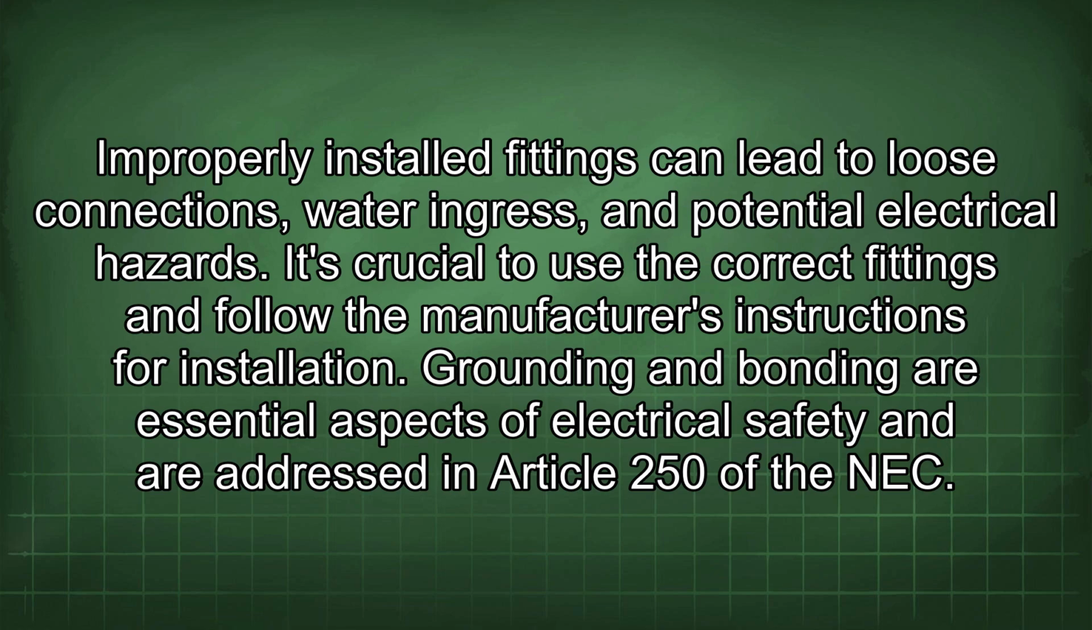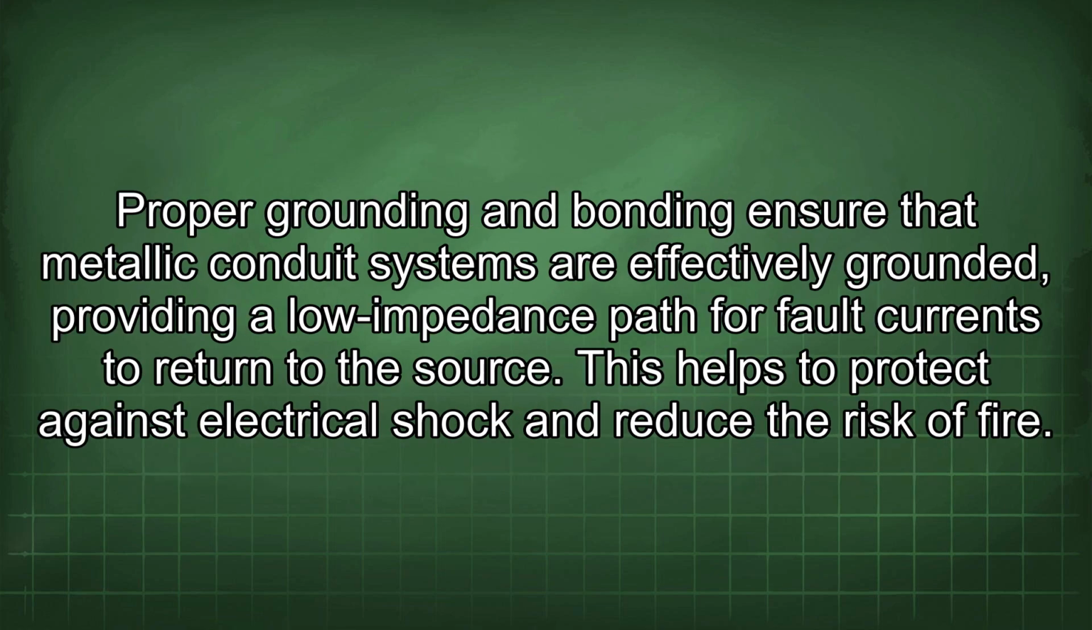Grounding and bonding are essential aspects of electrical safety and are addressed in Article 250 of the NEC. Proper grounding and bonding ensure that metallic conduit systems are effectively grounded, providing a low impedance path for fault currents to return to the source. This helps to protect against electrical shock and reduce the risk of fire.